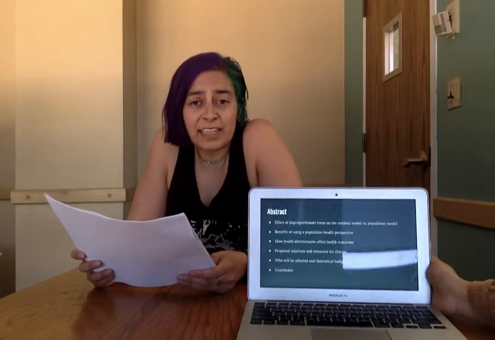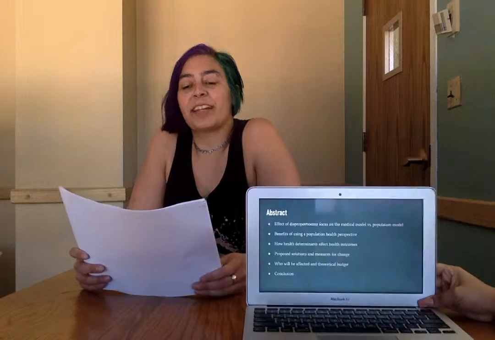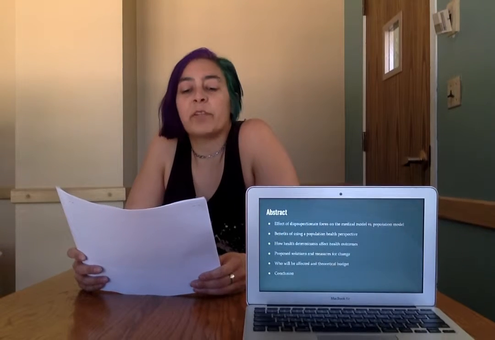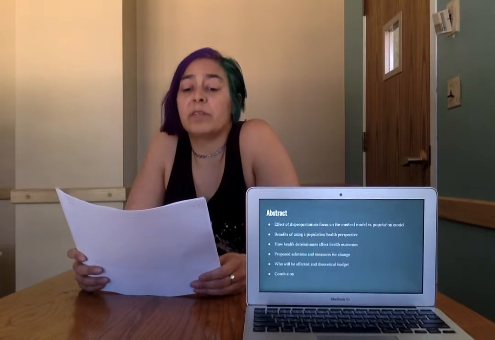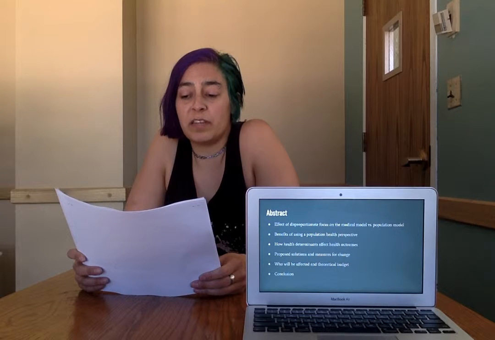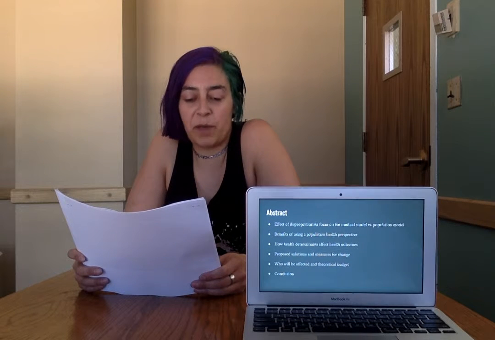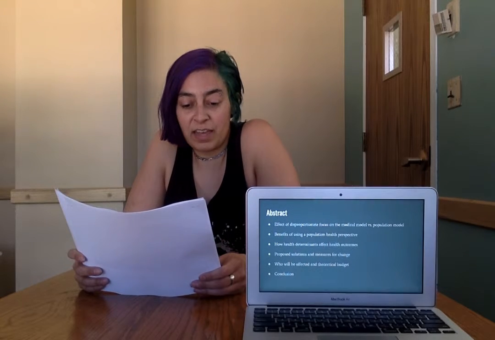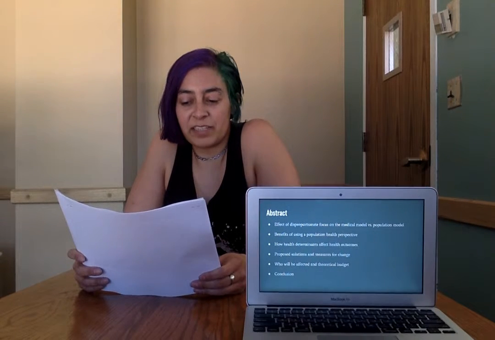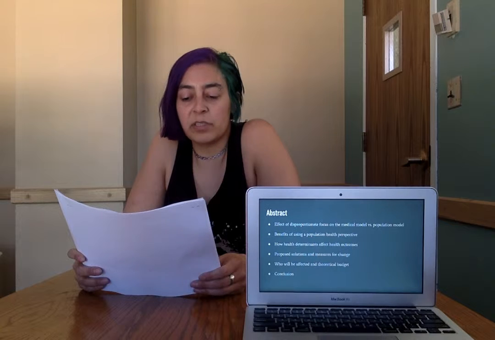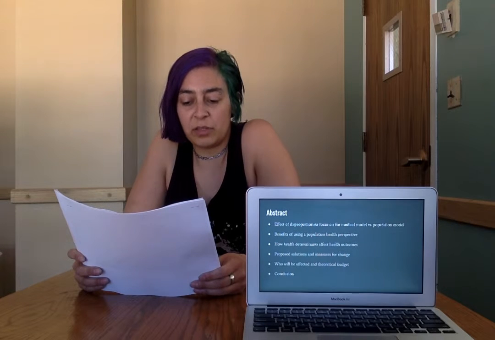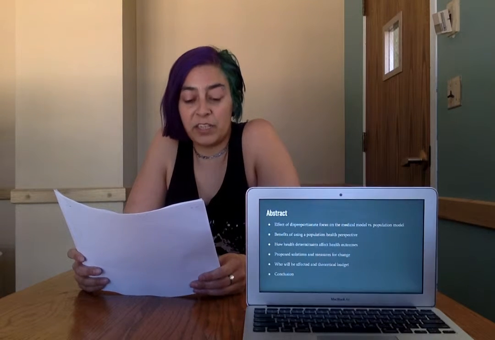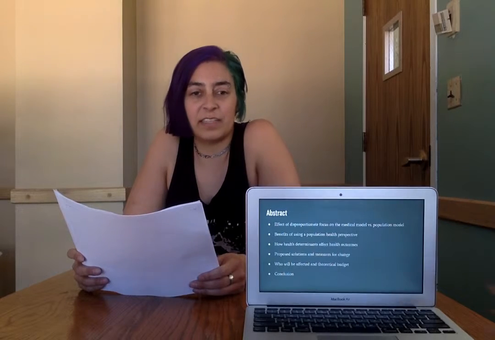Hello. I know you can't see it, but I'm going to read you a little bit of the abstract. So the abstract focuses on the effect of disproportionate focus on the medical model versus the population model, benefits of using the population health perspective, how health determinants affect health outcomes, proposed solutions and measures for change, who will be affected, a theoretical budget, and conclusion.